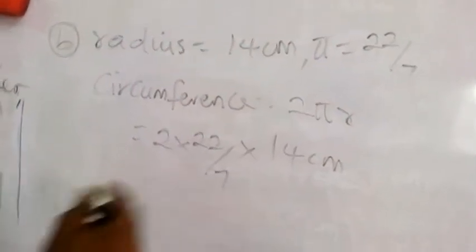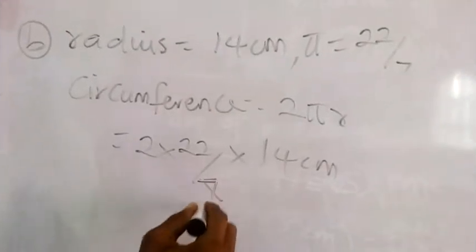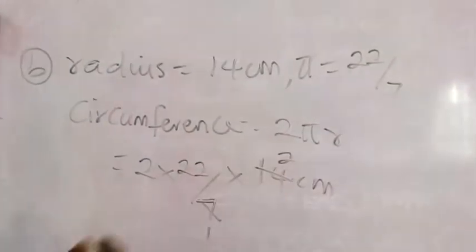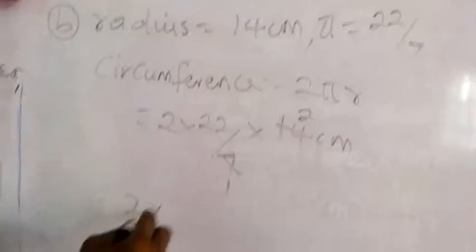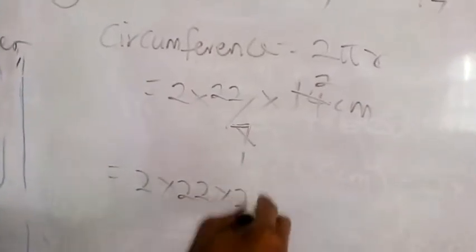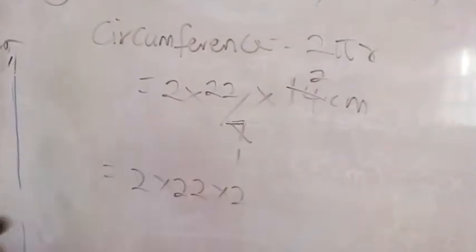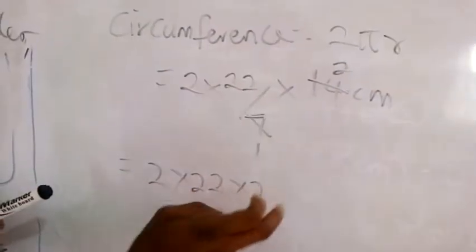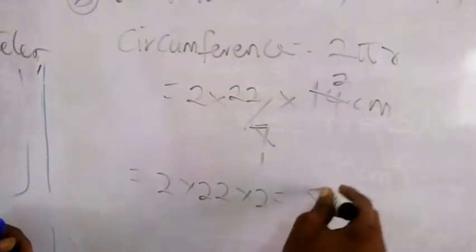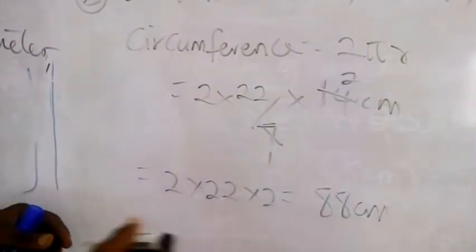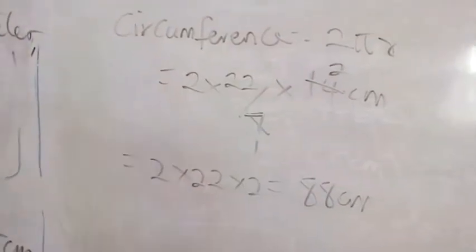At this point, 7 will cancel itself one time. 7 into 14 is 2. So we have 2 times 22 times 2. 2 times 22 will give us 44. And 44 times 2 will give us 88. So the circumference of that circle is 88 centimeters.